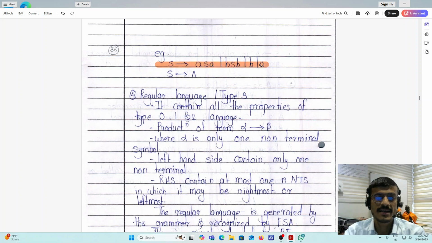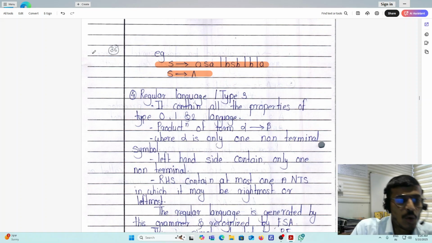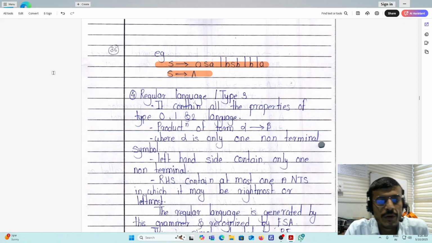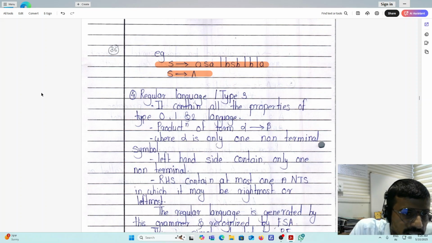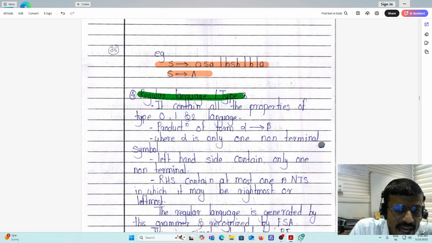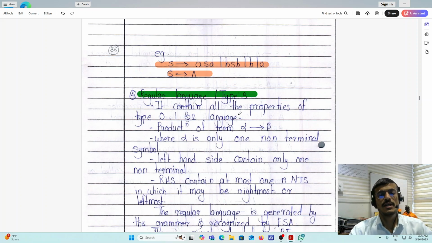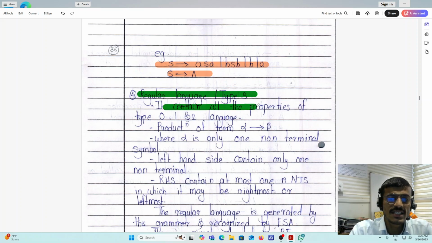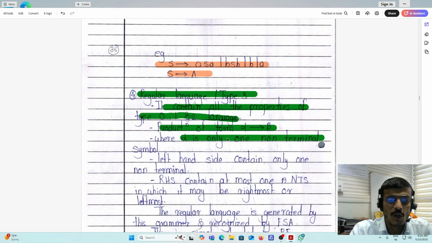So these are some examples of type 2. Now moving towards the last one, that is the regular language, also called type 3 language, which is accepted by finite state automata. Okay, so you can see here, it contains all the properties of type 0, 1 and 2 languages. Production of the form alpha tends to beta. Alpha is only a non-terminal symbol. Alpha is a single non-terminal symbol.